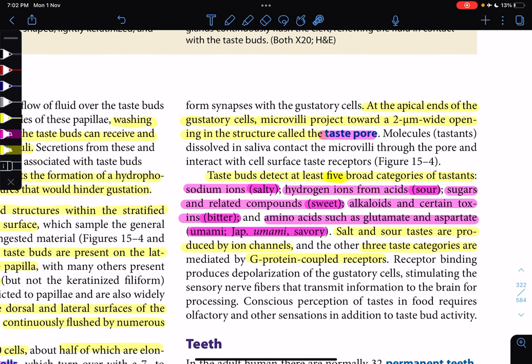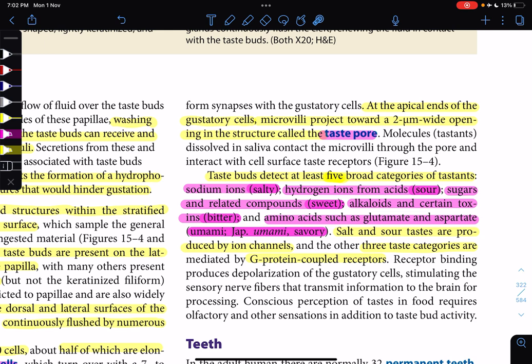Receptor binding produces depolarization of the gustatory cells, stimulating the sensory nerve fibers that transmit information to the brain for processing. So once the receptor binds to the taste, for example an alkaloid, there is depolarization of the gustatory cells, which stimulates the sensory nerve fibers to transmit information to the brain for processing. That's how we know we're tasting something sweet, for example.